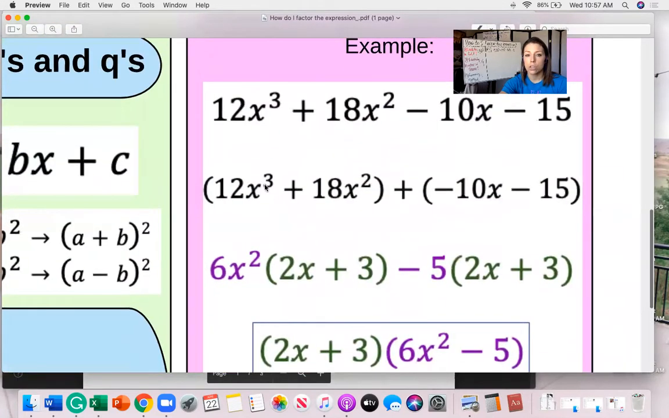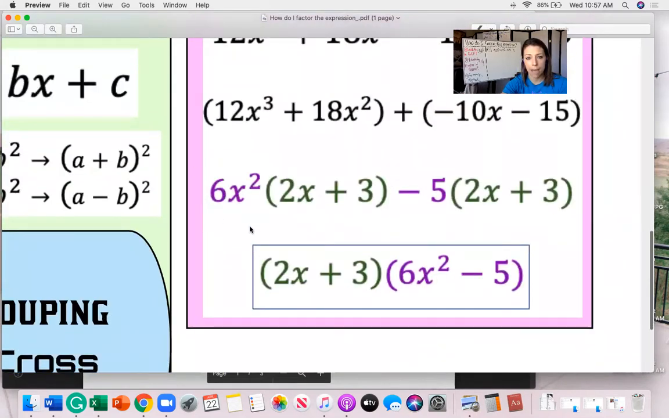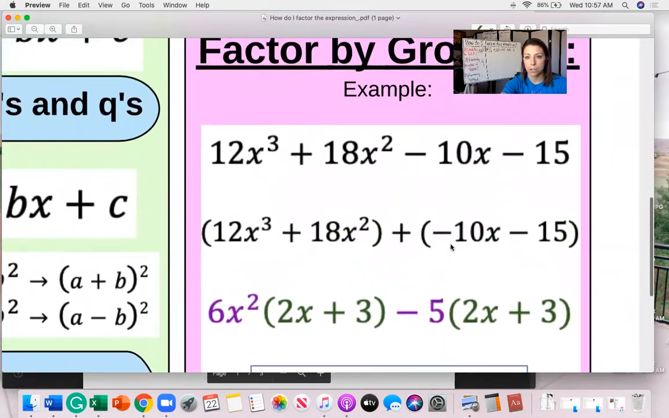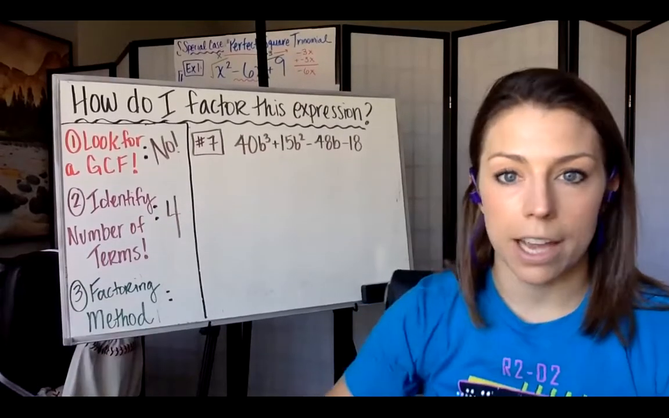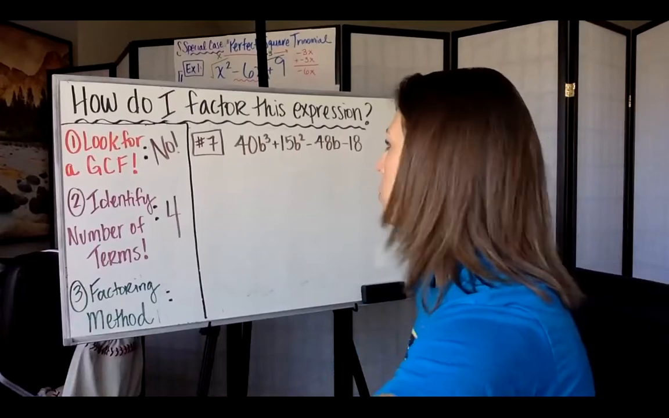In grouping, the first step is to put both binomials in groups. So group the first 2, group the last 2. Second step, factor out the GCF of both. You have to have a common binomial factor in order for this to work. And then the third step is to put it as a product of 2 binomials. So now that we've identified that it is 4 terms, we know the only thing we can do is factor by grouping. So here we go.